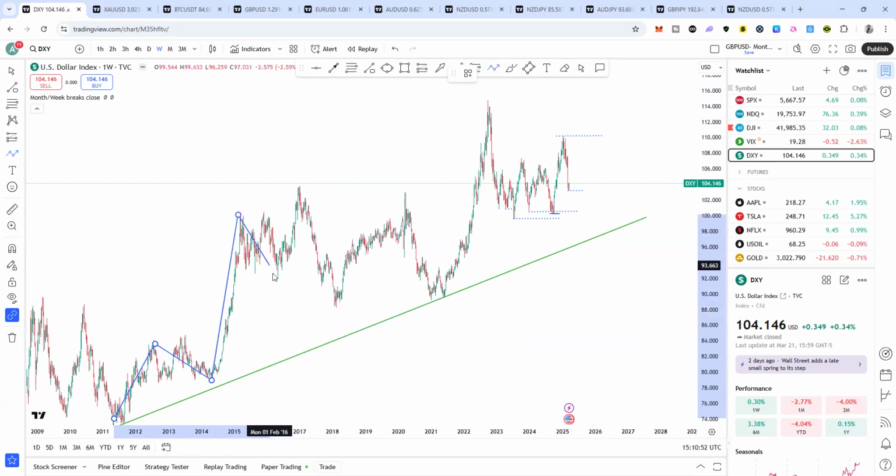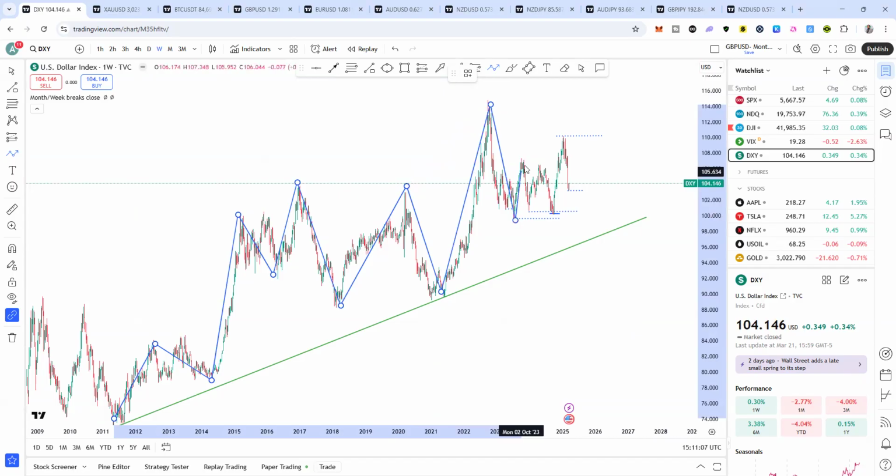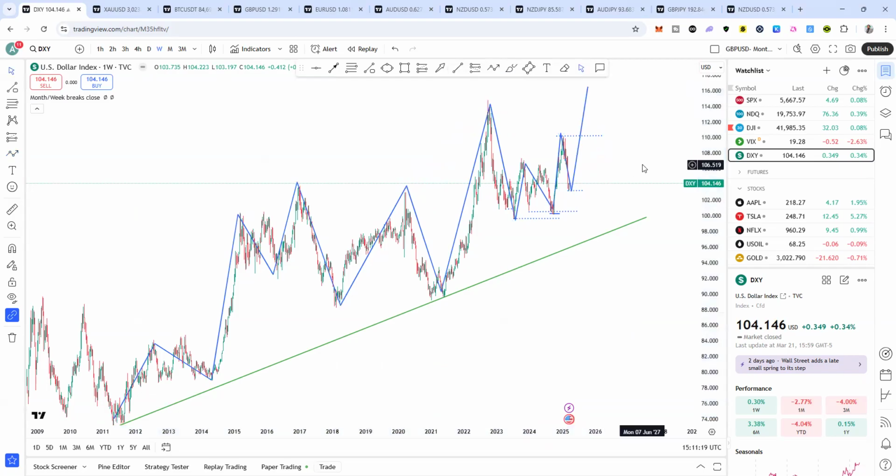Then we pull back, and then we bounce off. You see this move. So this high is higher than this high, so we are printing almost something like this. If we have a major bounce up from here, I'm expecting we might be looking at something that is looking like this. But that's on the technical part.